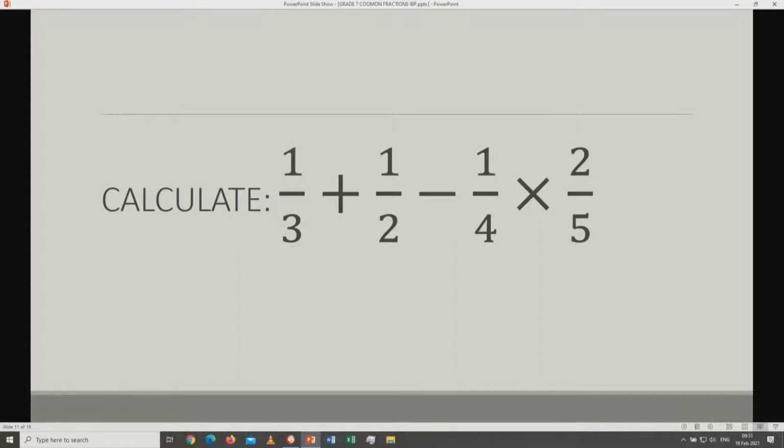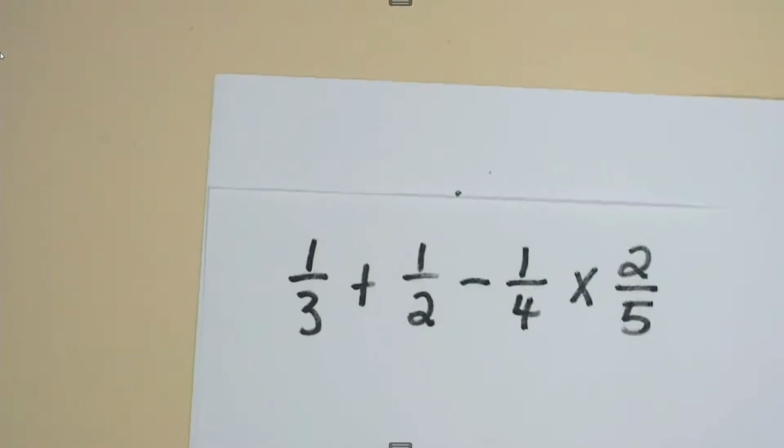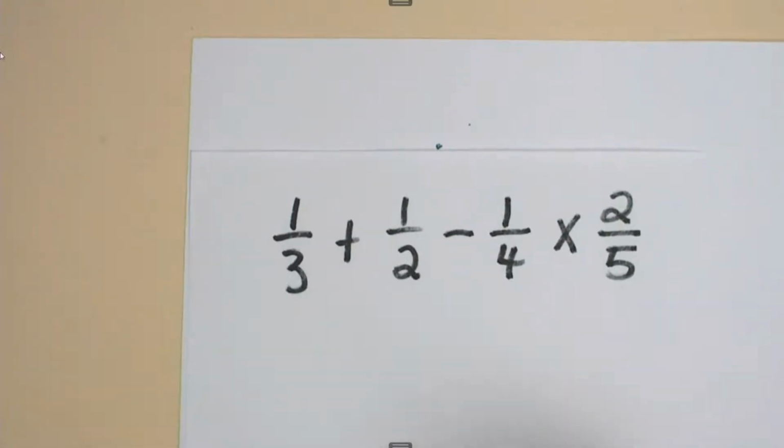Sometimes, guys, our fractions can be complicated. Like in this way. We can be given fractions where we're supposed to calculate a third plus a half minus a quarter multiplied by 2/5. So it is given to us that we have got to calculate a fraction like this.